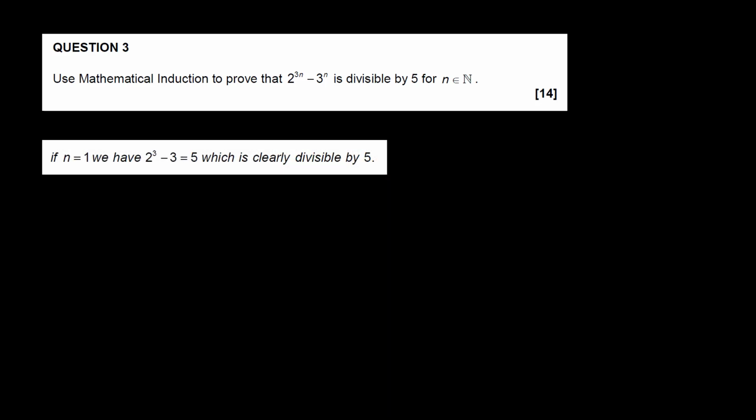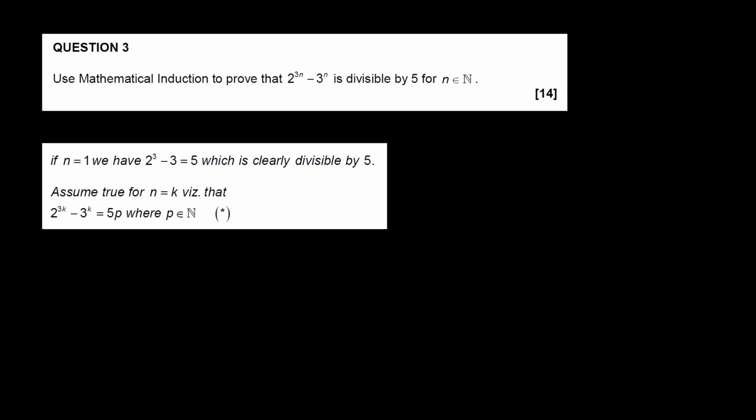Step 1. Take our problem and assume n equals 1. Then we have 2 to the power of 3 minus 3 equals 5, which is clearly divisible by 5. Step 2. Assume that it is true for n equals k. Then 2 to the power of 3k minus 3 to the power of k equals 5p, where p is an element of n, the natural numbers.